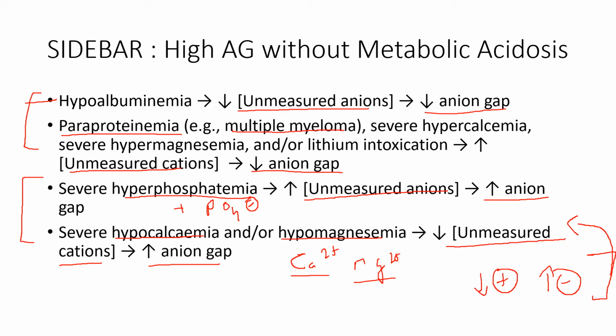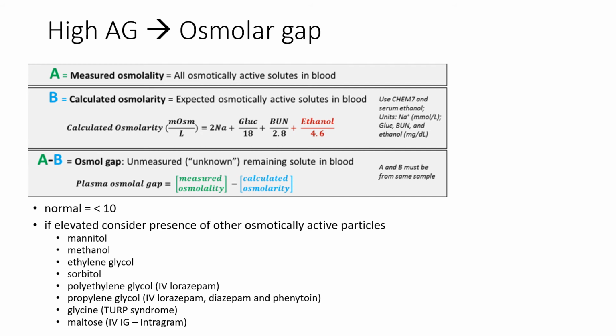All right, so high anion gap also requires, or HAGMA also requires, the calculation of an osmolar gap. Now here's the calculation, calculated osmolarity. What you have to do is compare the machine's calculated osmolarity in the serum versus your theoretical osmolarity here. So measured osmolarity minus calculated. This is theoretical, this is true, right? That gives you your plasma osmolar gap, and it's usually less than 10.